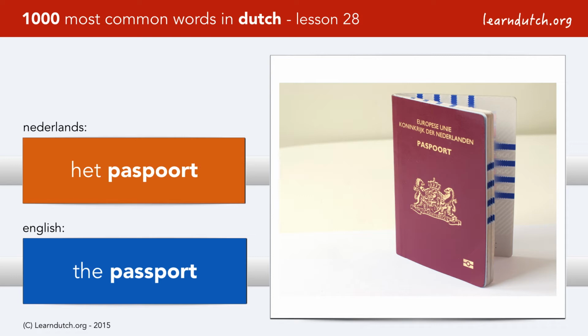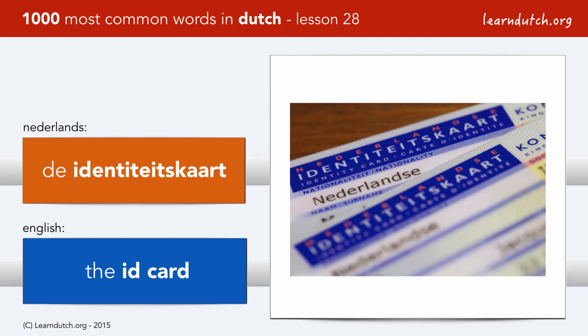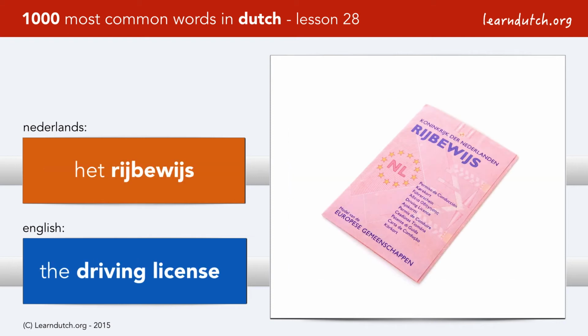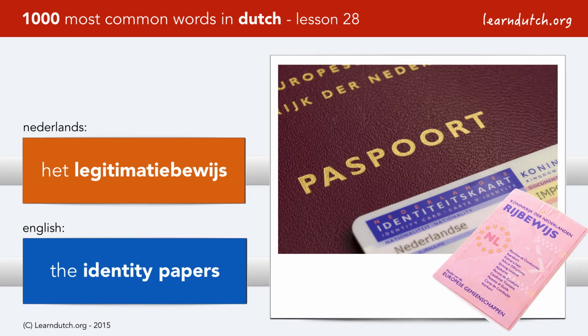Het paspoort. De identiteitskaart. Het rijbewijs. Actually, now it is a plastic card, but mine is almost 10 years old, dating from the time it was a piece of paper. I should not forget to renew it. Het legitimatiebewijs. It can be a passport, an identity card, or a driving license.